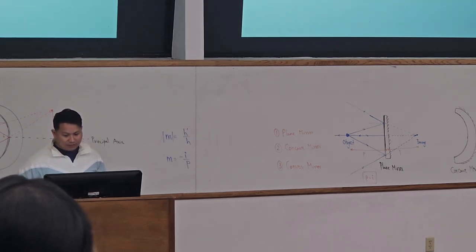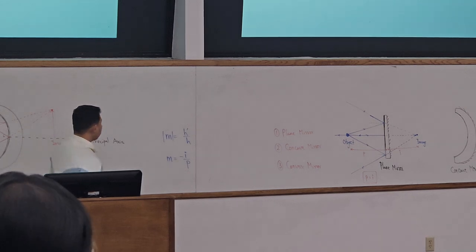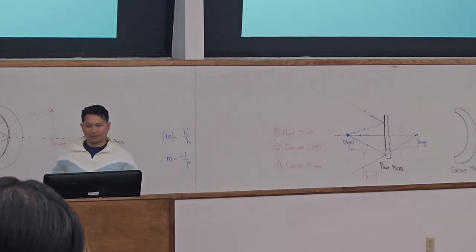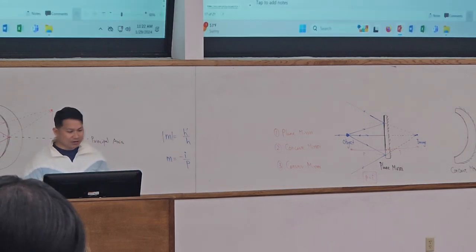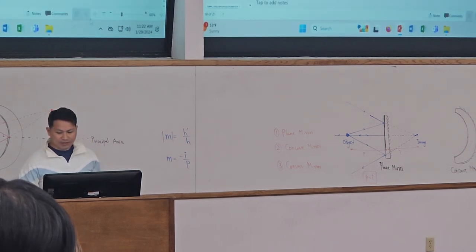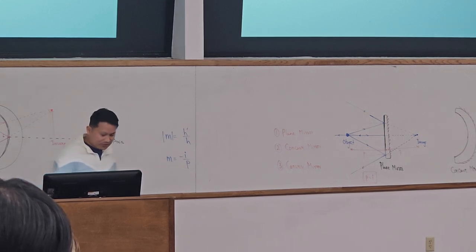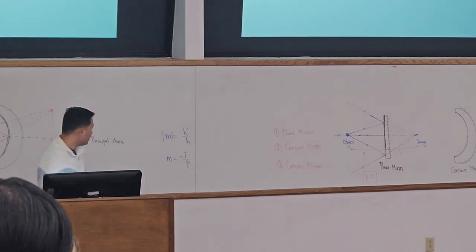The magnification has two formulas. One is S prime over H and minus I over P. Okay? So I'm talking about the plane mirror. What is going to be the m value, positive or negative, for the plane mirror, okay?